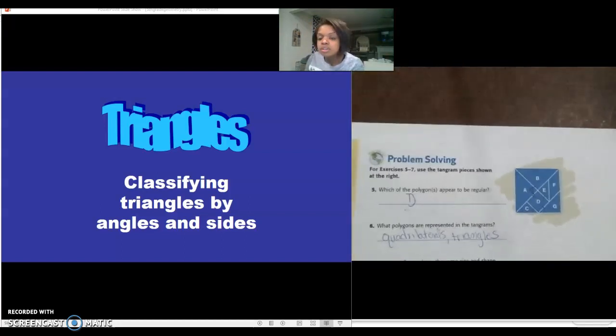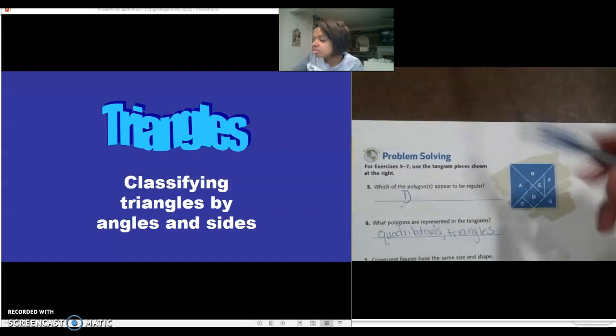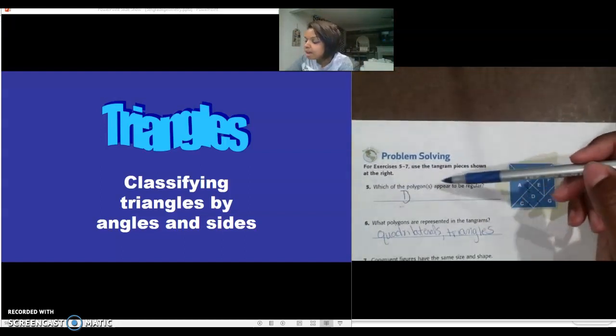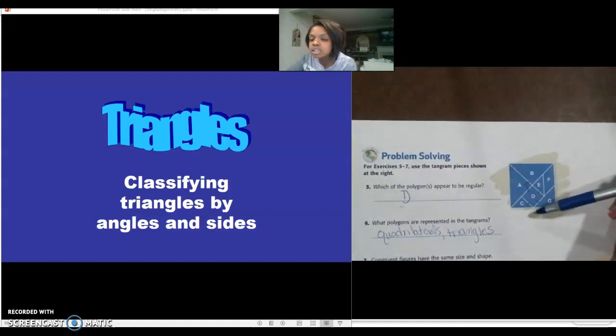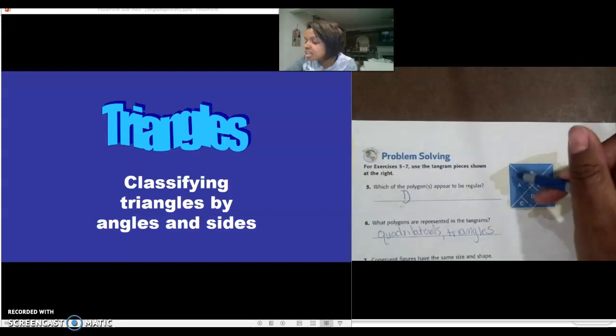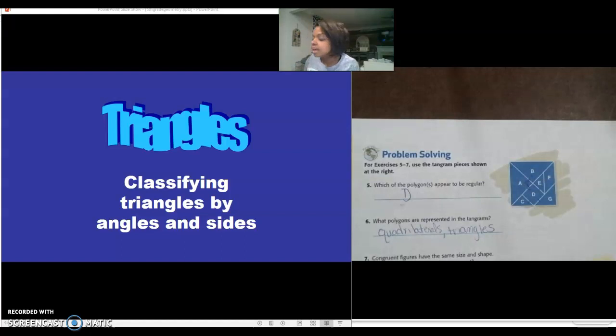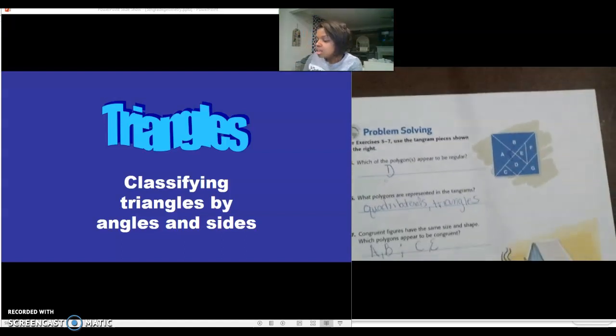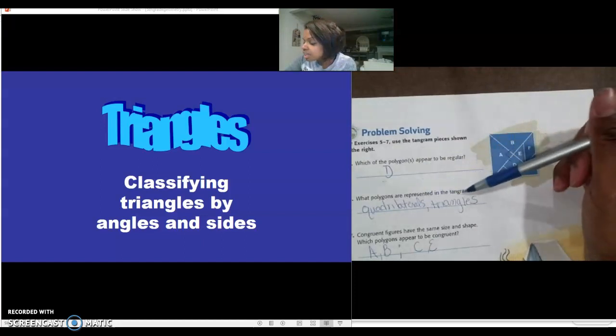All right, so using the tangram, let's answer these questions. Which of the following polygons appears to be regular? Well, D is the only one that seems to have the exact same sides. Now, one way you can check in case you thought A and B might be the same, if you look at it, A and B are kind of standing straight up. They're right triangles right here. So there's no way that this could have the same exact angles because it's not 90 degrees. It can't be 90 degrees. We can only have one 90-degree angle in a triangle. Okay?